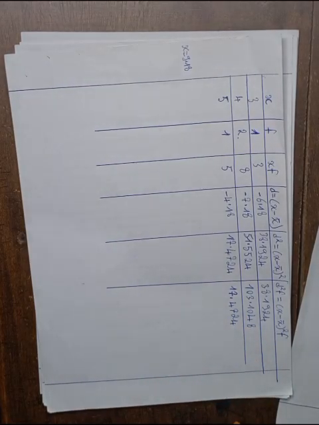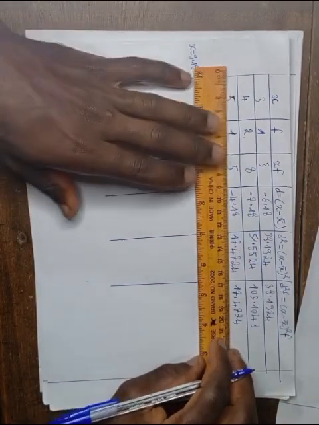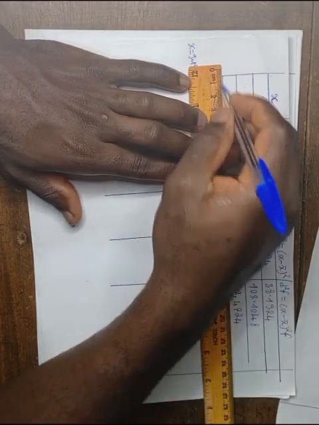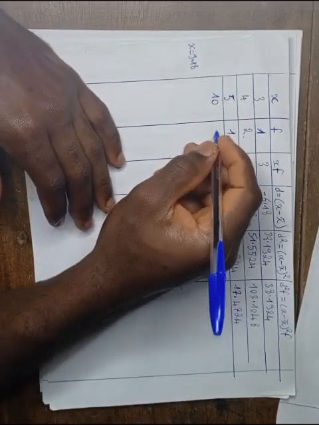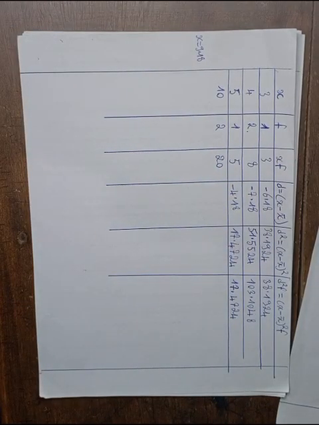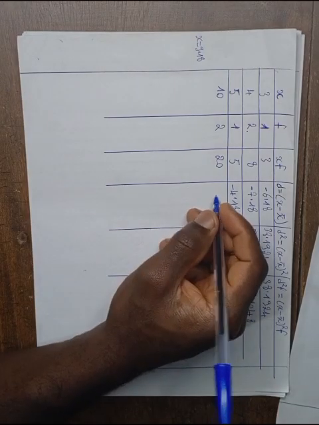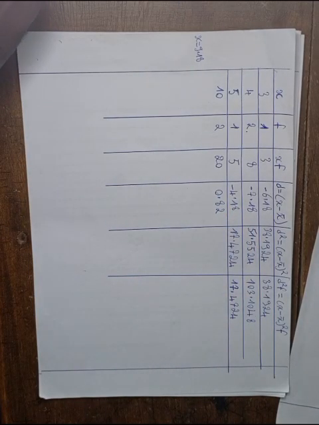Next, we go now to the next data, the next number, which is 10. 10 occurs twice. So 10 times 2 gives us 20. Next, we have to get the deviation. So we are going to take 10 minus 9.18, which is equal to 0.82. Next, we need now the deviation squared.